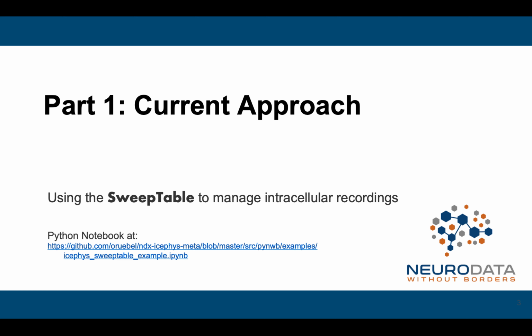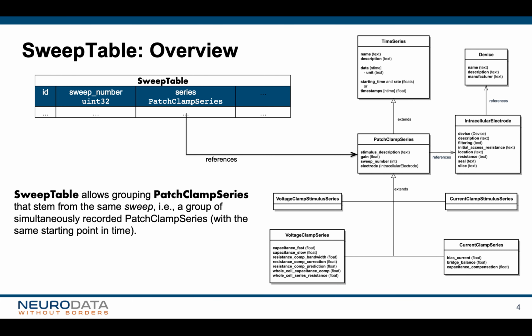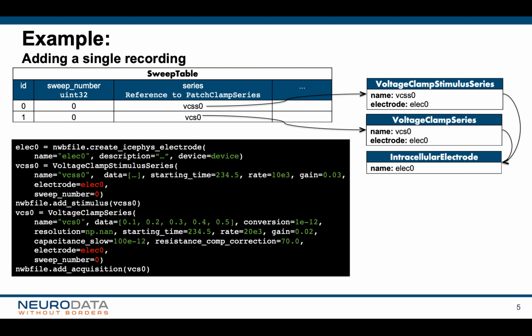The current approach for describing intracellular experiments is based on a sweep table, which you've already seen in the first part of this tutorial. So just a quick recap. The sweep table is a dynamic table which stores for each recording a sweep number and a reference to a corresponding patch clamp series. The sweep table allows us to group patch clamp series that stem from the same sweep together. That is, we can define groups of simultaneously recorded patch clamp series based on the sweep number. So let's just have a look at a simple example.